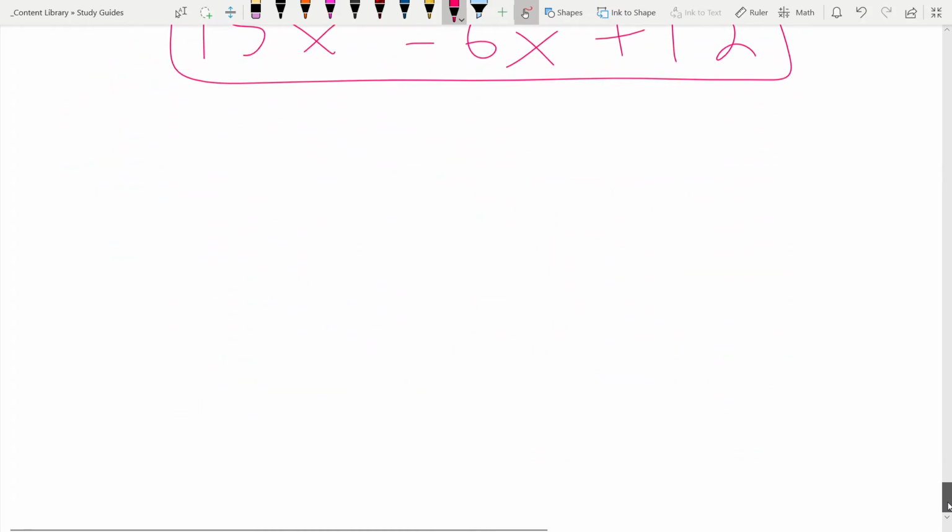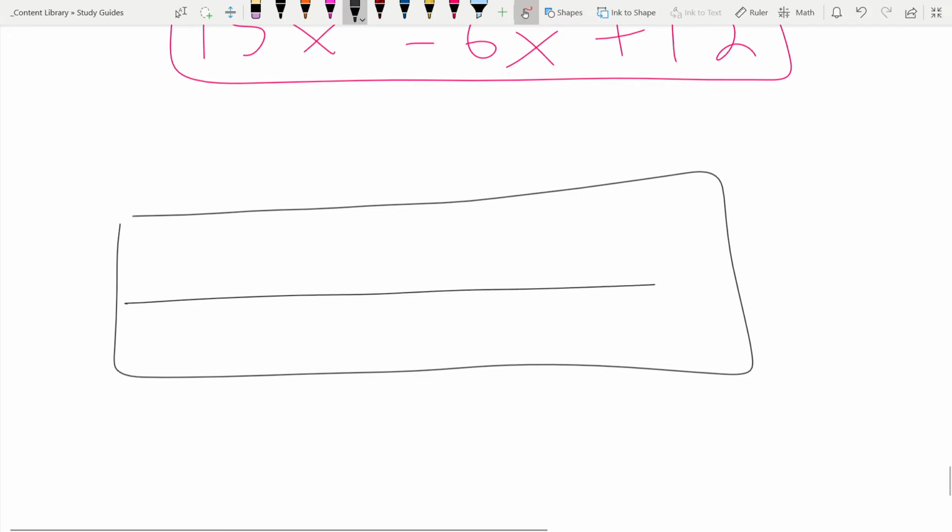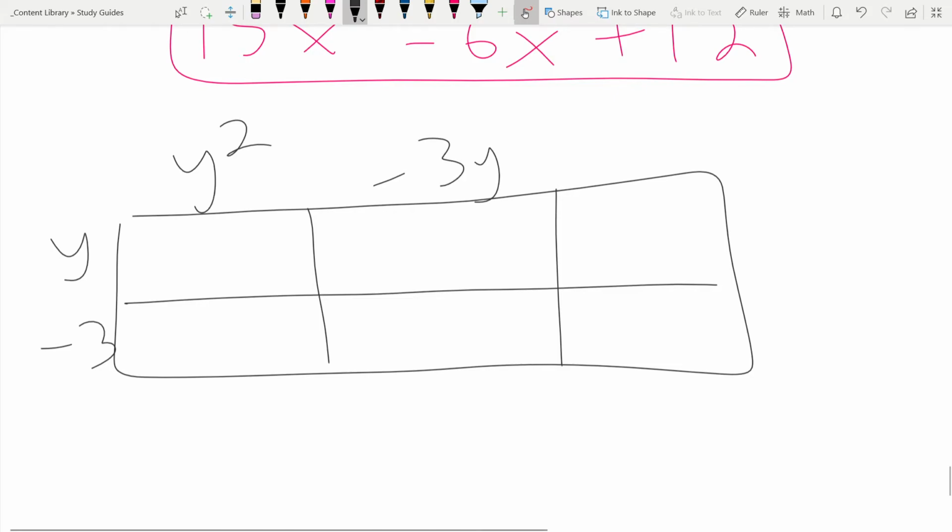Moving right along on to C. C is multiplication. So you're multiplying y minus 3 times y squared minus 3y plus 7. So instead of me writing it all down, I'm going to go straight to the box. One of them has 2 terms, a y and a minus 3, so I'll make those my rows, the y row and the negative 3 row. And then the other function had 3 terms, so I'll use 3 columns. So y squared, minus 3y, and positive 7.